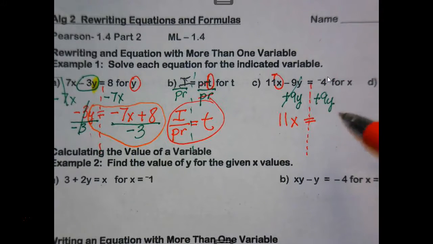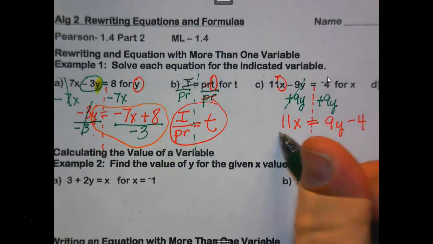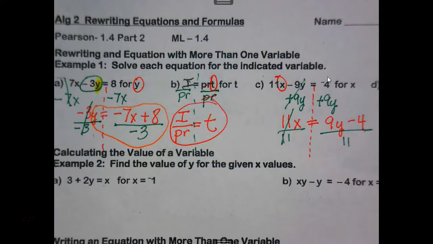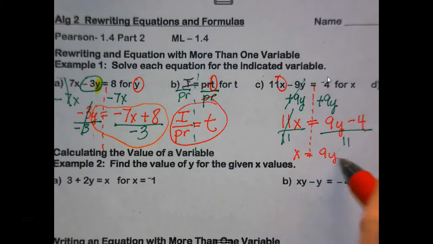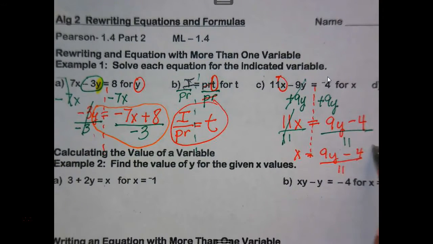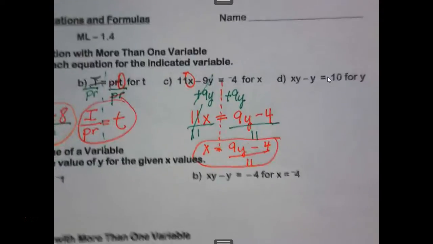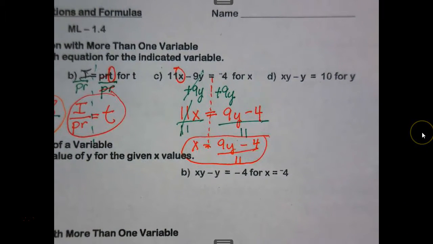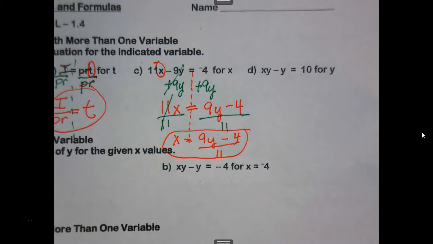Do not combine these. 9y minus 4. And divide both sides by the coefficient. So that's my answer. X equals 9y minus 4 all over 11. On the video, it makes a big yellow circle.